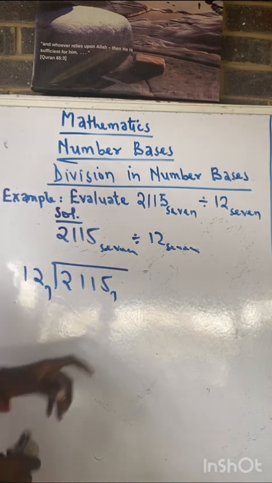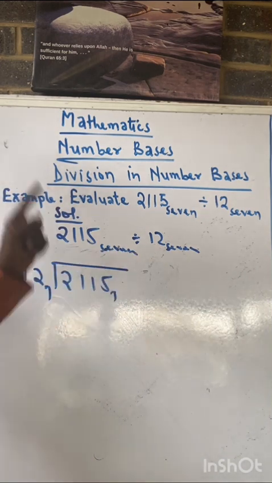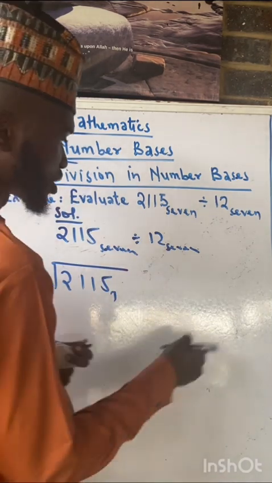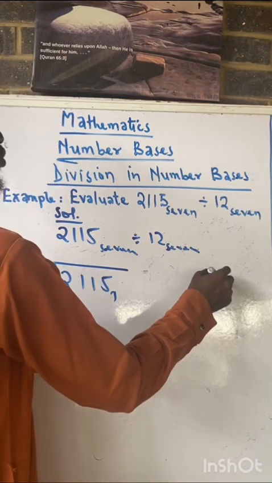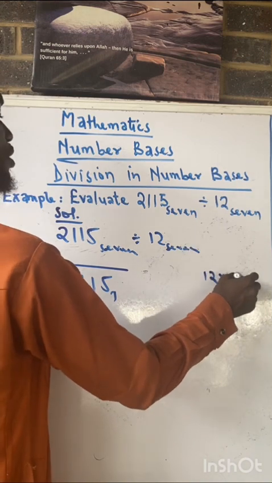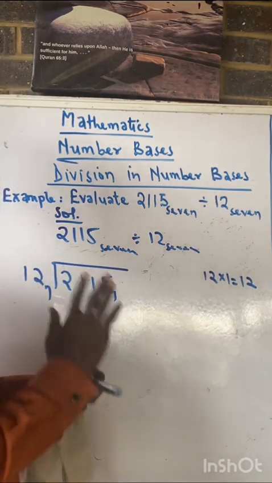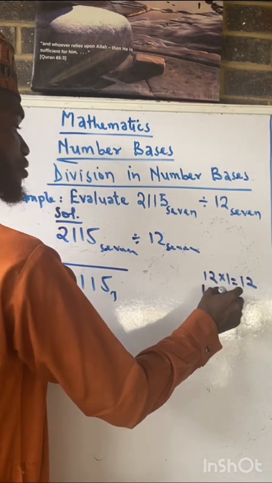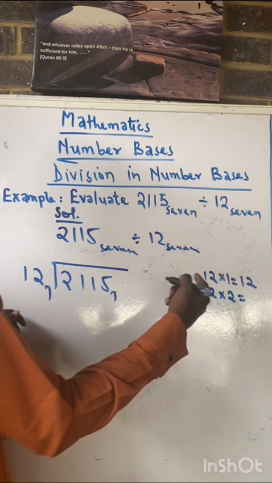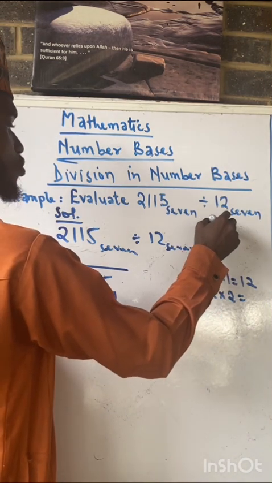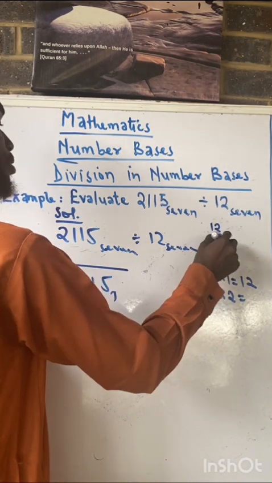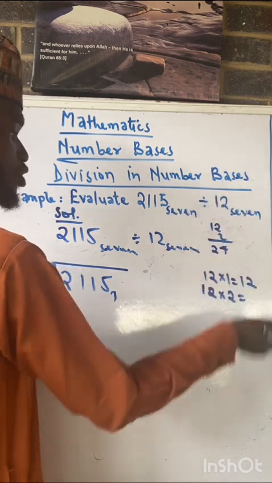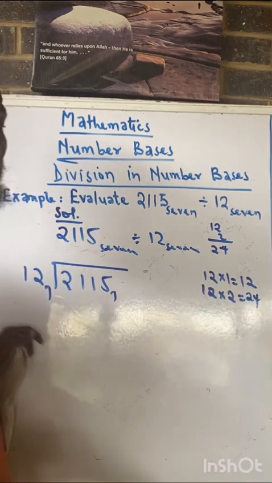Anytime I'm dividing by 12, I need the 12 times table. But this time around, it must be in base 7. Let's do that. 12 times 1 in base 7 is 12. In any base, 12 times 1 is 12. But 12 times 2 in base 7 is still going to be 24. Let's try that. 2 times 2 is 4. 4 is not up to the base. 2 times 1 is 2. That's 24. This is still correct.